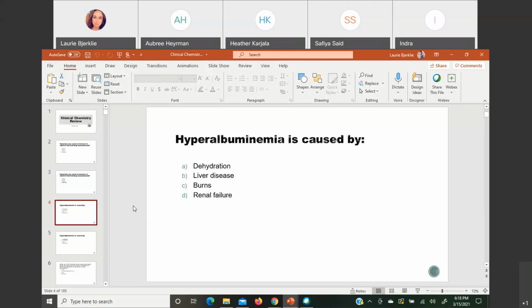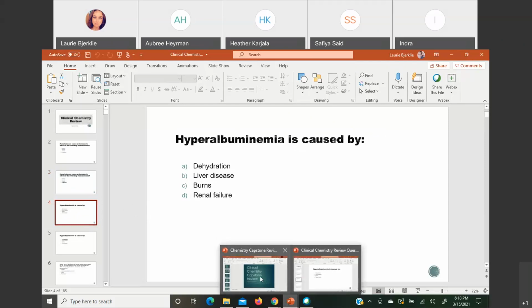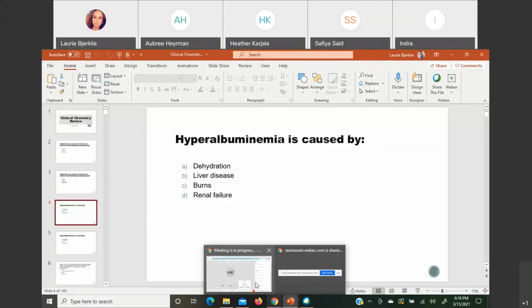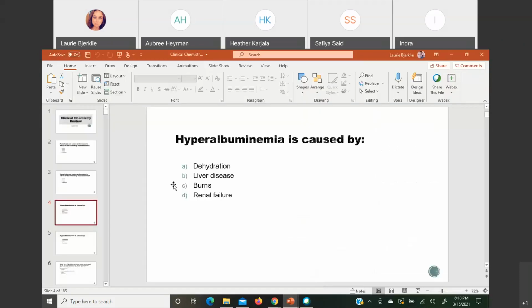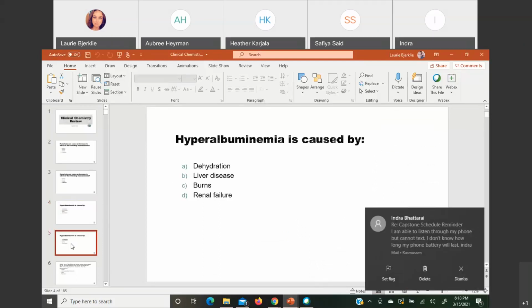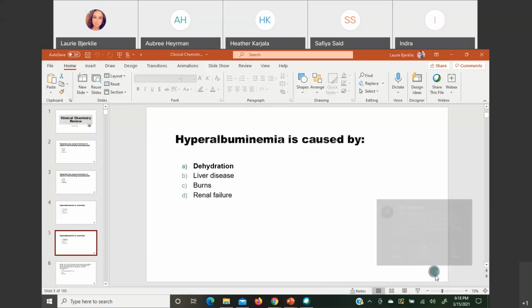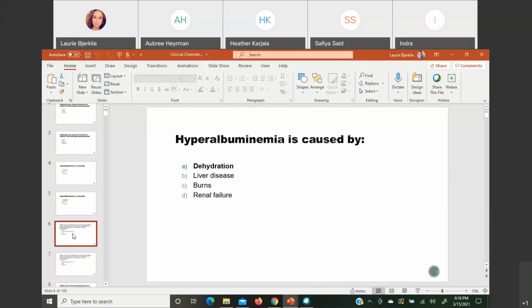Hyperalbuminemia is caused by what? Only one thing will ever cause a high albumin, or what we call hyperalbuminemia. What was it? Yeah, so A, dehydration, good. That is the only thing that we know that causes a high albumin, is dehydration. Okay, thank you, Indra. I'm glad to see that you're with us in spirit here. You can hear us. Okay.